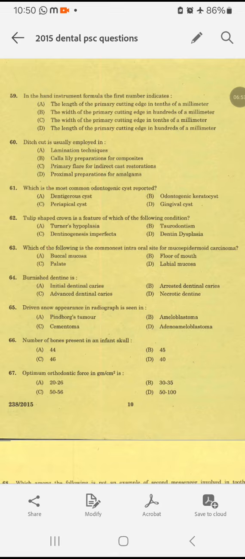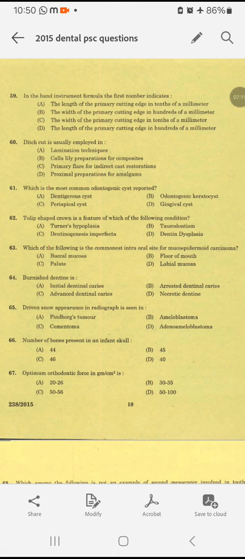Now coming on to question number 63. Which of the following is the commonest intraoral site for mucoepidermoid carcinoma? Mucoepidermoid carcinoma is a salivary gland carcinoma. So which is the most common site? Buccal mucosa or floor of the mouth or palate or labial mucosa? Mucoepidermoid carcinoma is mostly seen in the palate region. Option C. There are minor salivary glands in the palate, so in the palate you find mucoepidermoid carcinoma most often.